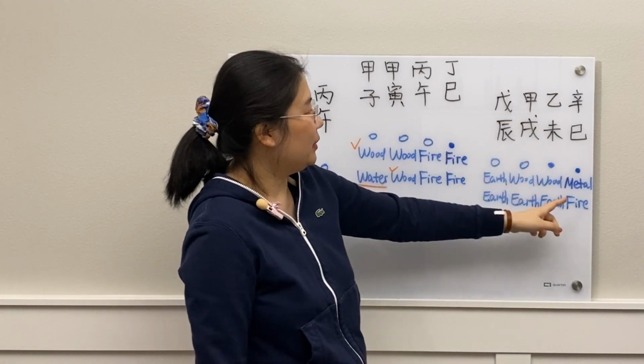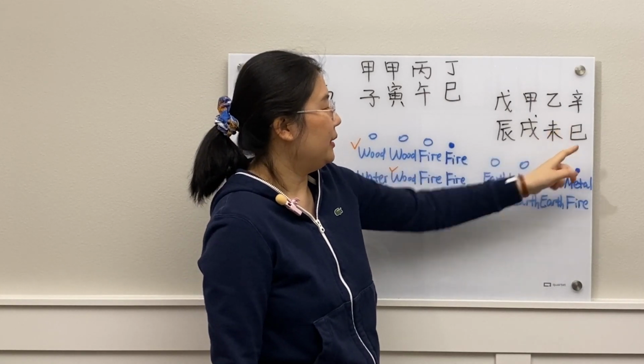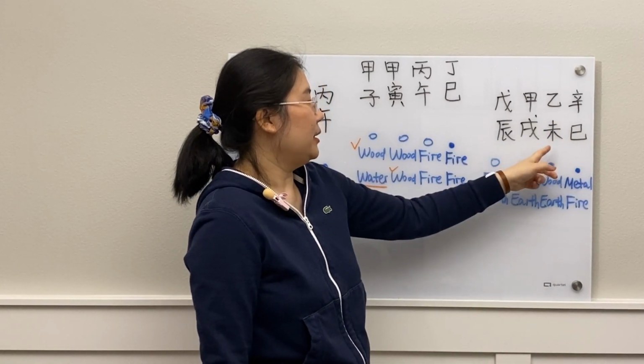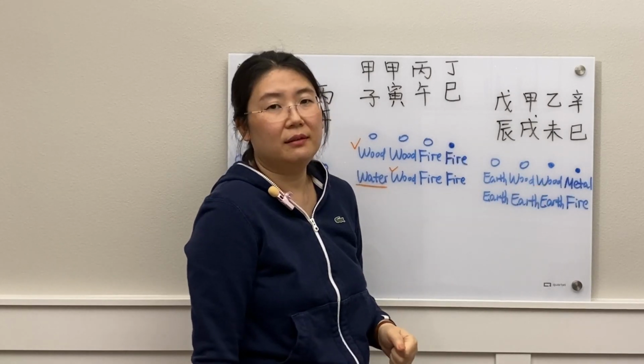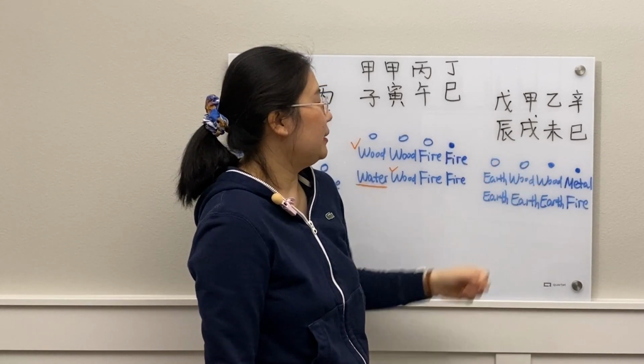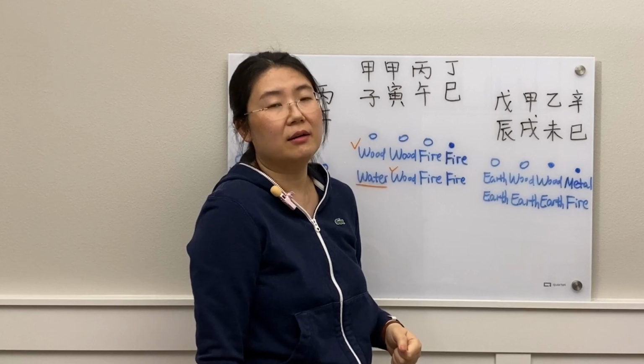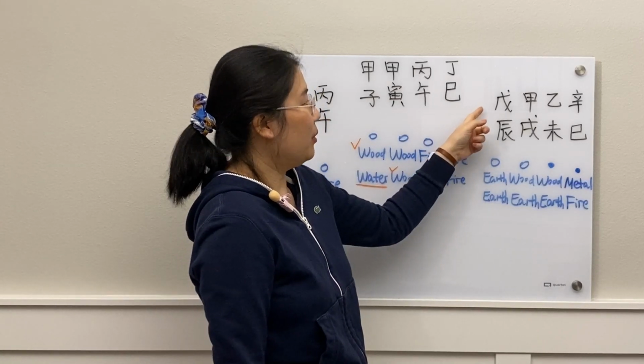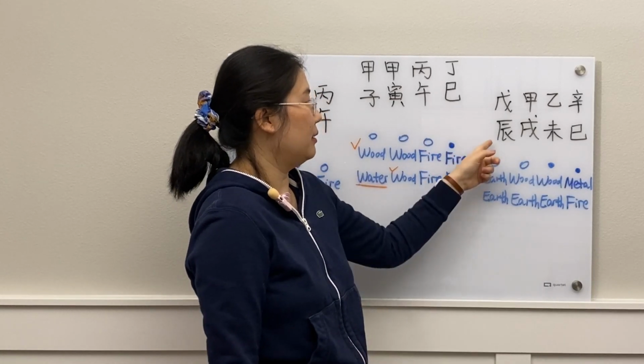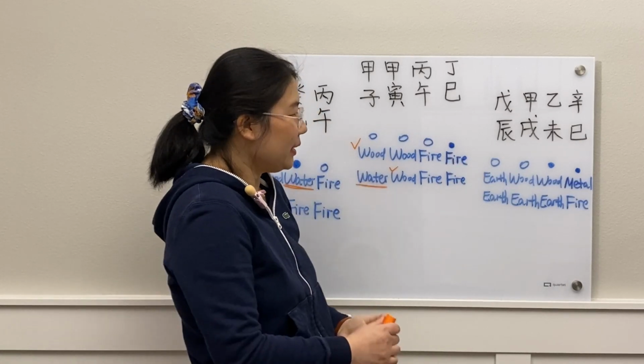So the annual pillar is Yin Metal and Yin Fire. The monthly pillar is Yin Wood and Yin Earth. The daily pillars are Yang Wood and Yang Earth. And the hourly pillars are Yang Earth and Yang Earth. So it's the same thing.